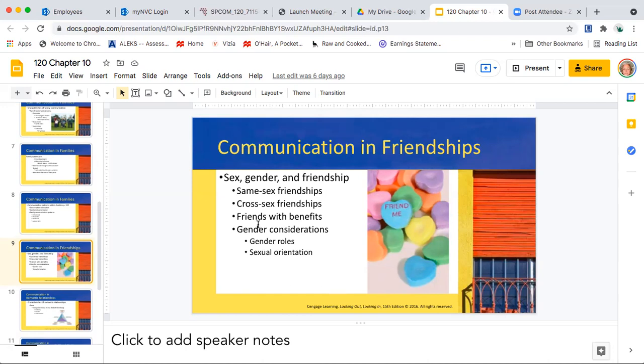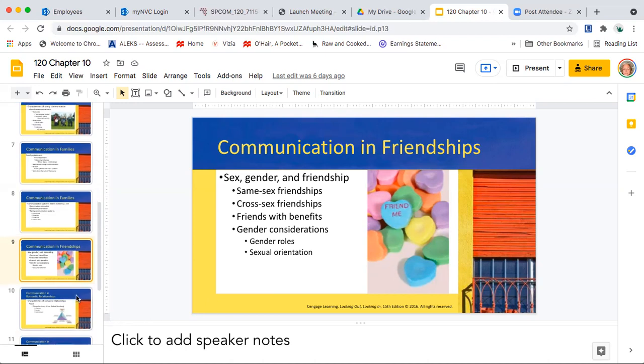And friends with benefits, I'm just going to leave that with you. It's different with different generations, and it often can be a complete disaster. But also, if you have any experience with that, or just your observations of your peers, you're certainly welcome to share your point of view on that.